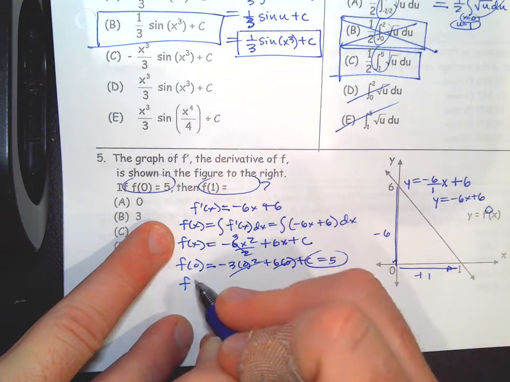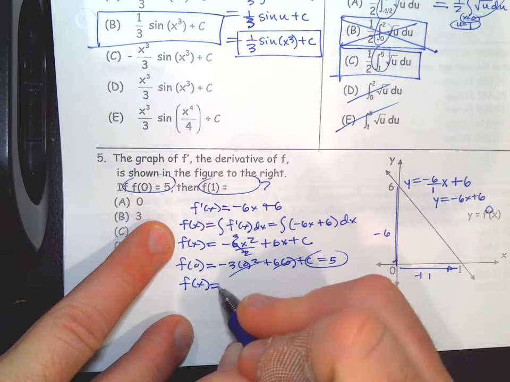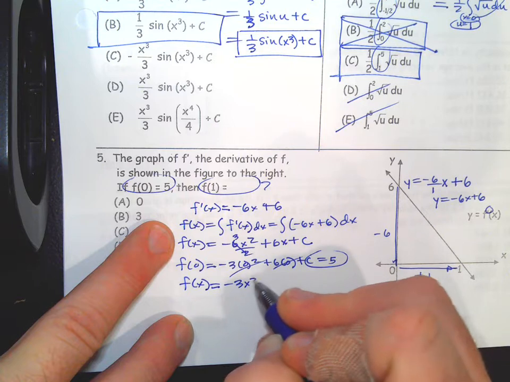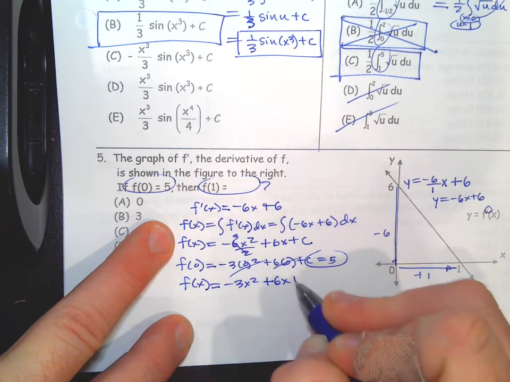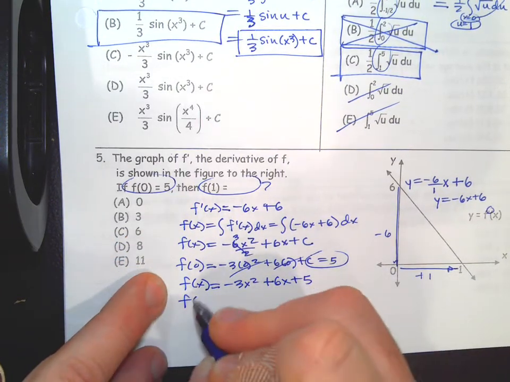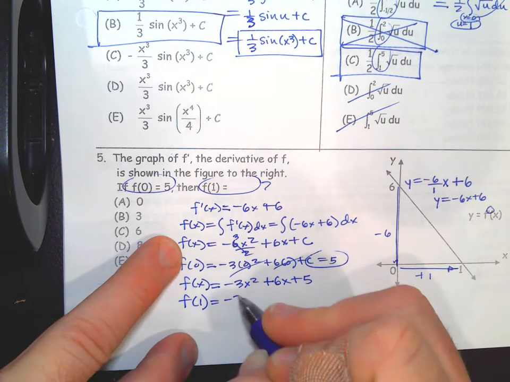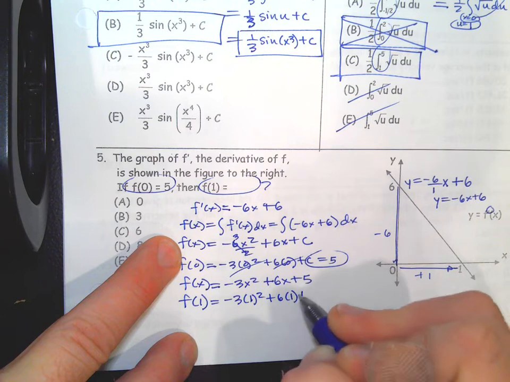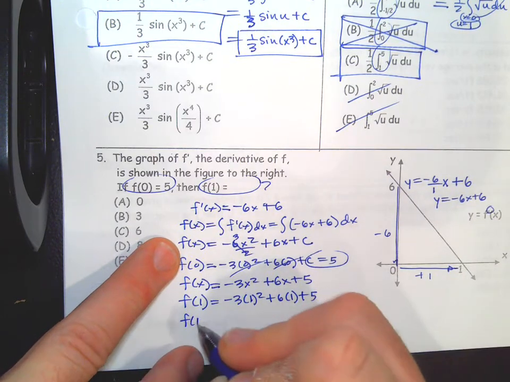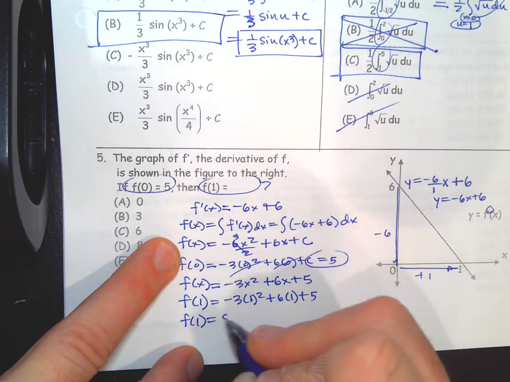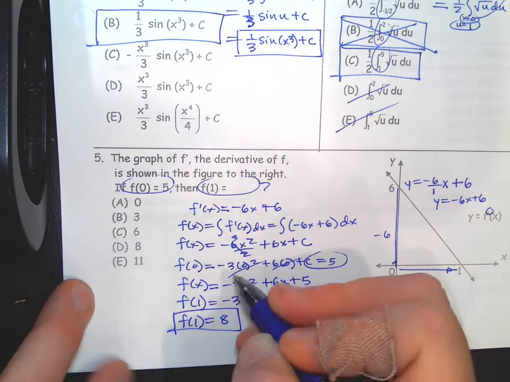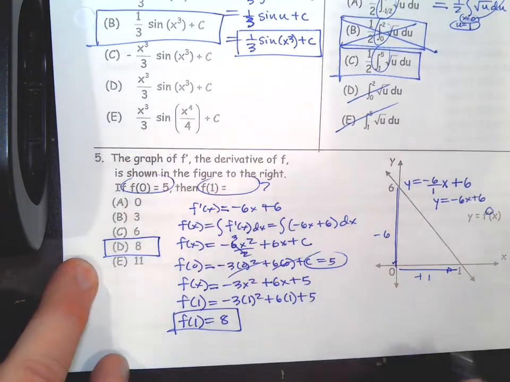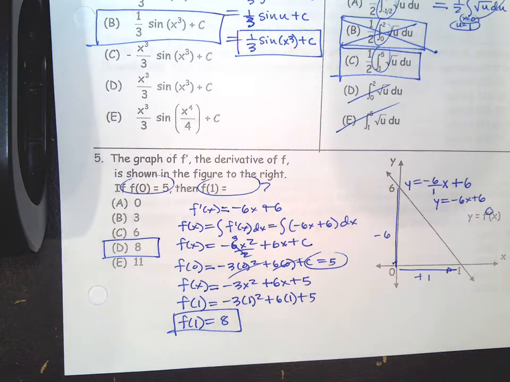So the function is going to be f(x) equals negative 3x squared plus 6x plus 5. And now we can plug 1 into it and see what we get. So f of 1 equals 8. Okay, kind of interesting. All right, got a few more.